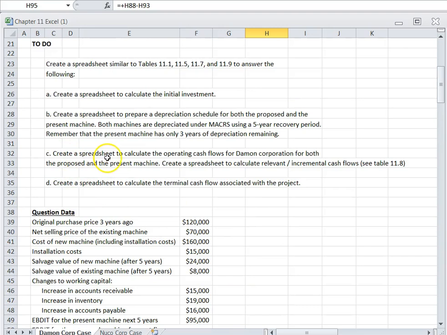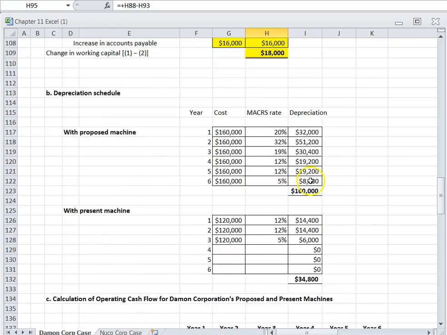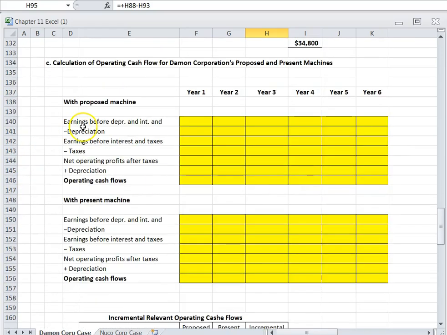Part C, create a schedule for calculating the operating cash flows for Damon Corporation for both the proposed and present machine. All right. Okay, so here is with the proposed machine, here's with the present machine. So we want to calculate both of these because this is what's going to lead us to calculating what we call relevant cash flows.